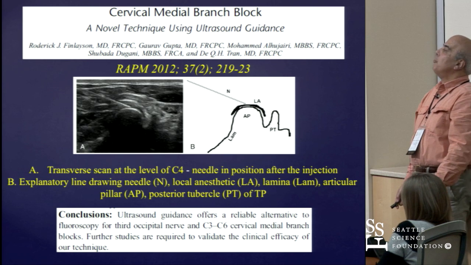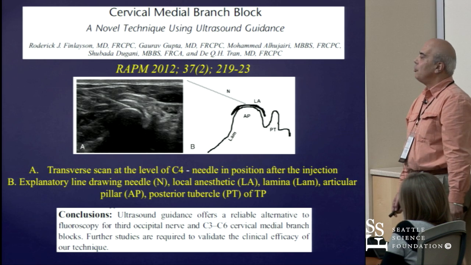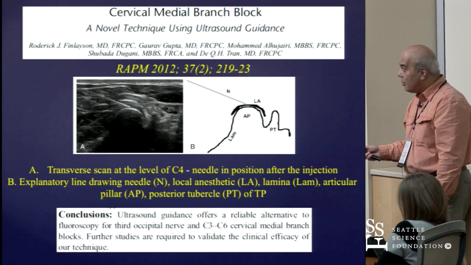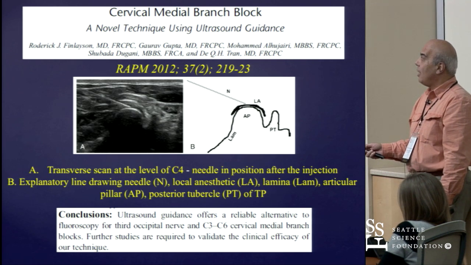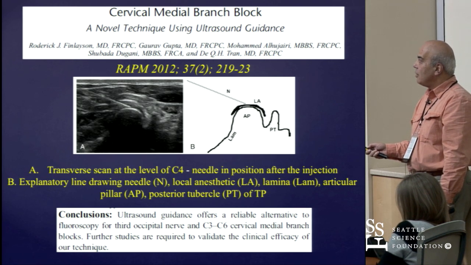In 2012, there was another article published before the one I just showed you, and this is coming in plane, I would imagine, and shows what the targets are for the placement of the needle at the C4 medial branch nerve level. You can see the needle that has been in position after the local anesthetic has been injected. So this is the local anesthetic right over here, and you can see the needle obviously ends right over there.